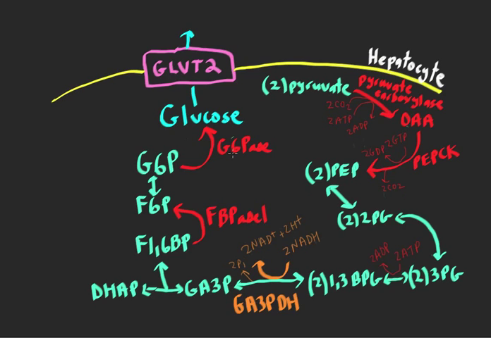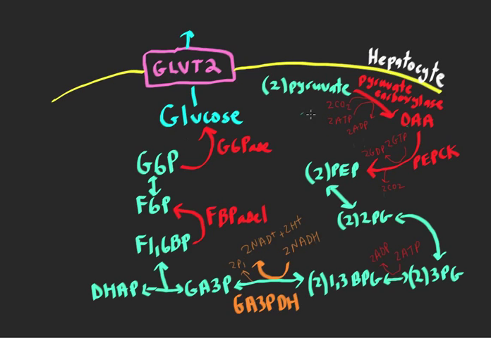Now, these aren't drawn with the proper location inside the cell. It turns out that pyruvate carboxylase, this first step, is actually in the mitochondria, and PEP carboxykinase is probably found 50-50 in the mitochondria and in the cytosol. And the glucose 6-phosphatase enzyme, this last step, is found in the endoplasmic reticulum. But for this diagram, we're just drawing them schematically, showing the direction of things.